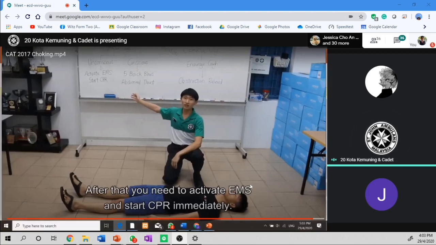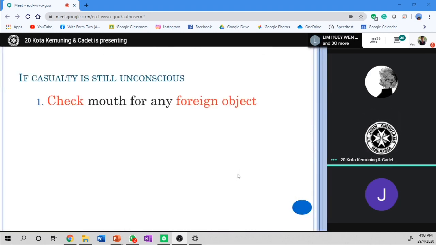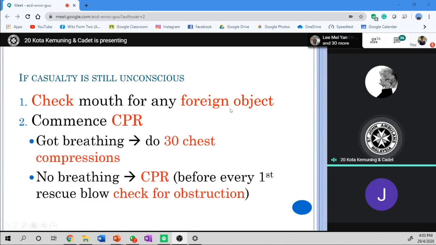So, with this out of the way, if the casualty is unconscious, you should check the mouth for any foreign object, maybe like a fishball or a piece of bread, anything that can obstruct the throat of the casualty. If you see the obstruction, you can clear it out with your pinky or with your pinky and your thumb. And if you cannot see any foreign object, you do CPR.